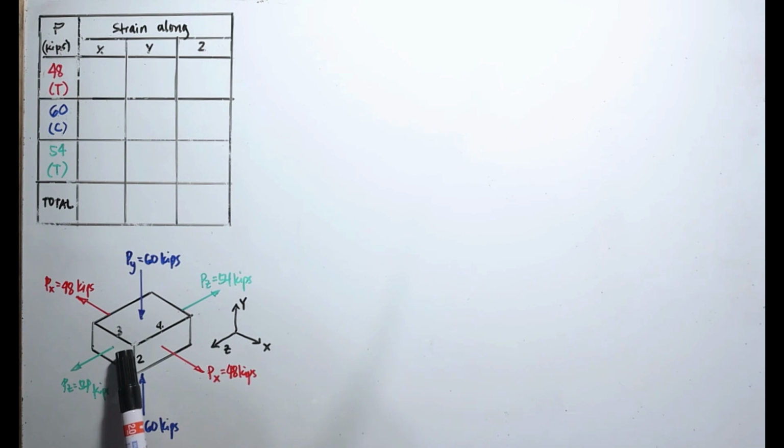3 inches in the x direction, 2 inches in the y direction, and 4 inches in the z direction. And then along x is the axial force P sub x, which is 48 kips. This is in tension. Then along y is compression of 60 kips. And along z is again tension of 54 kips.